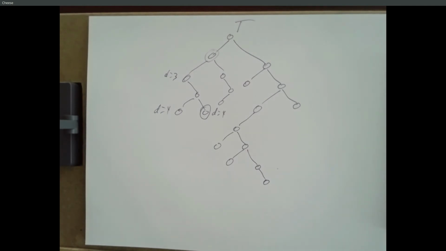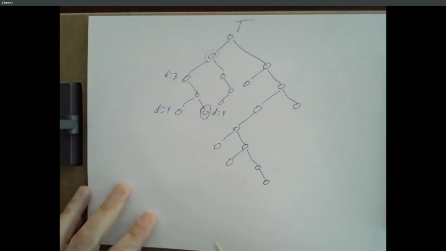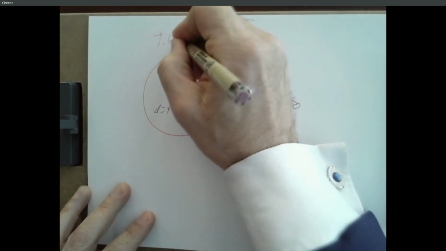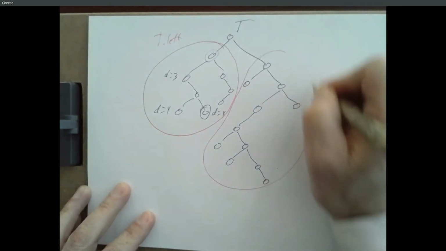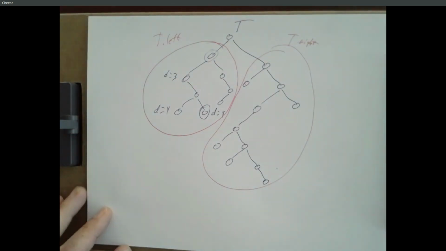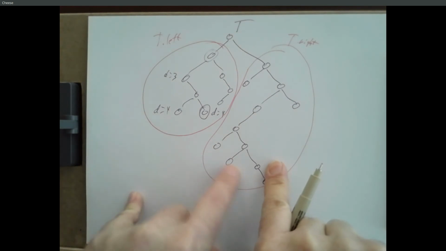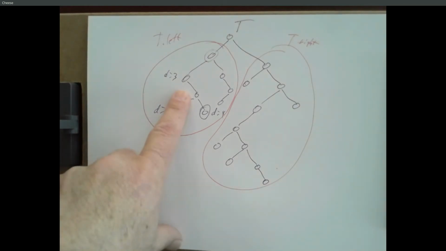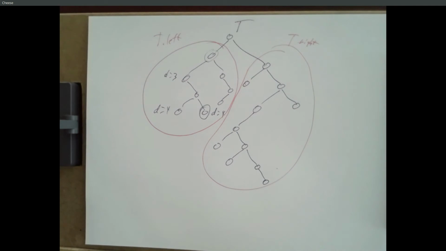And a recursive height function is based on the following observation. Here's our tree T. It's comprised of two subtrees, T dot left and T dot right. If I could find the height of these two trees, whichever one has a bigger height, if I add 1 to that, that'll give me the height of T. So the height of T is 1 plus the largest of the height of the left subtree or the height of the right subtree.